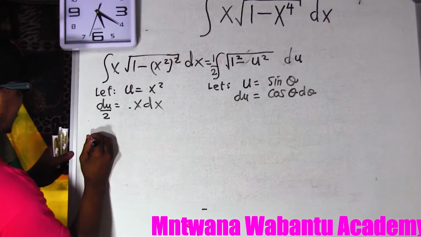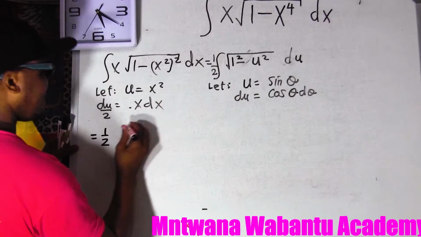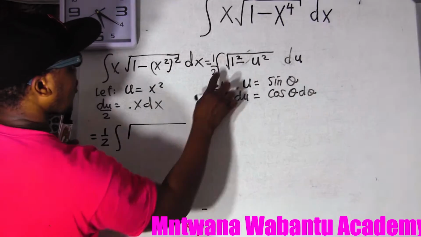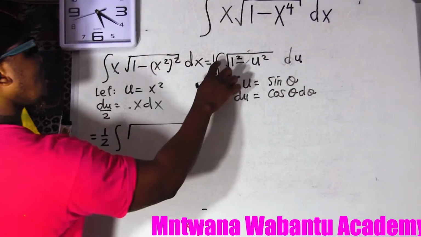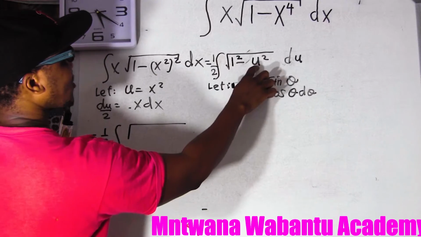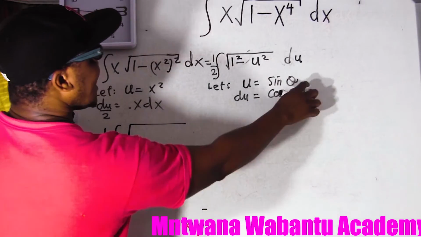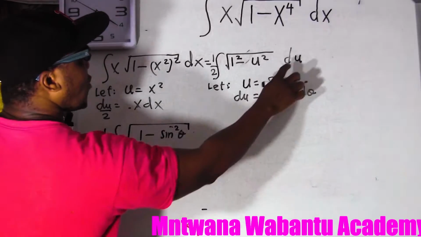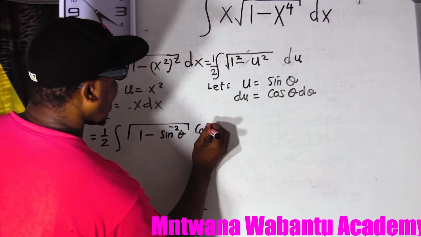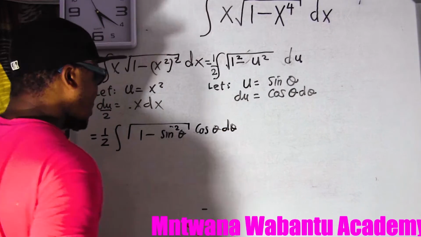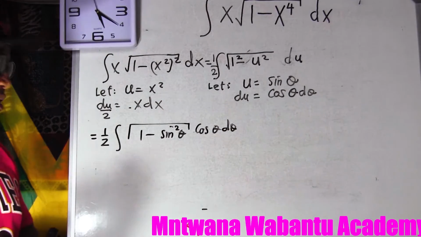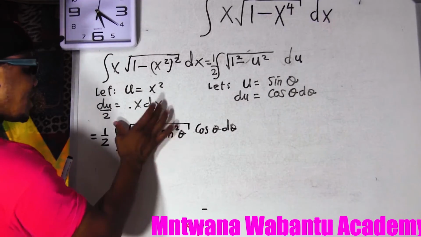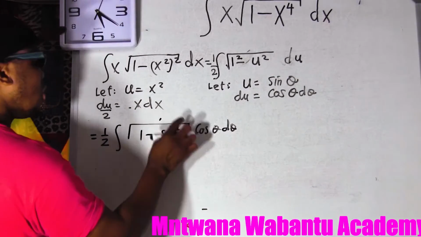So this is going to become equal to a half integral, okay? I have my integral of 1 over 2 square root of 1 minus u squared. What is your u? u equals sine theta. So it's going to become 1 minus sine theta squared. Okay, what is du? Our du is equal to cos theta d theta. So the square root of 1 minus sine squared theta is equal to cos theta. All this stuff here with the root is equal to cos theta.